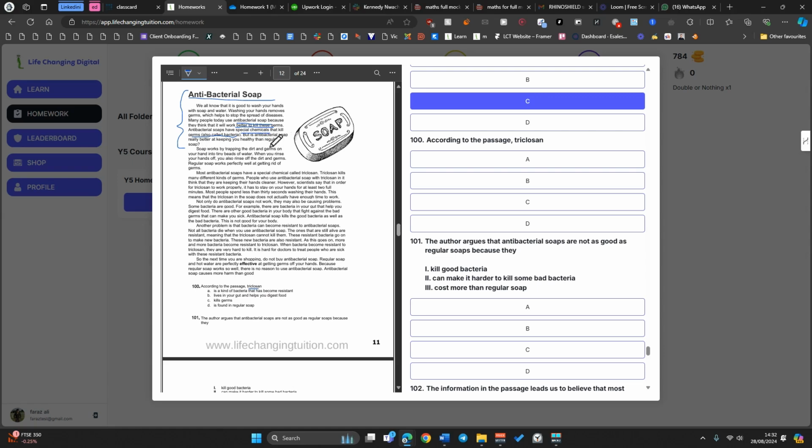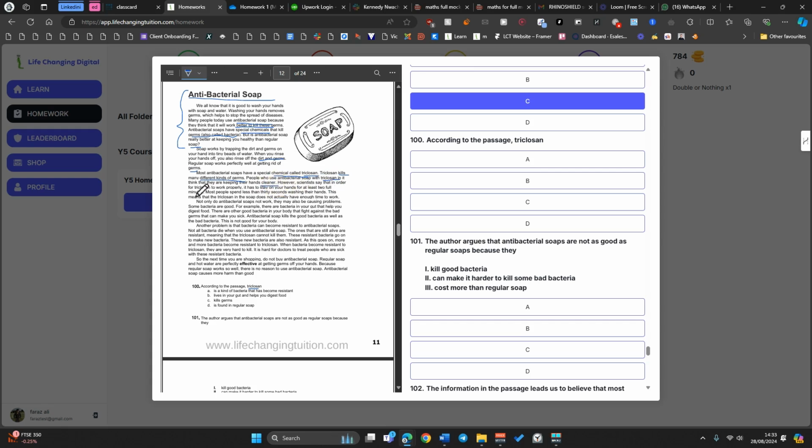Soap by trapping, so keeping healthy and regular soap. When you rinse your hands off, you also rinse off the dirt and germs. Regular soap works perfectly well at getting rid of germs. So most antibacterial soaps have a special chemical called triclosan. Okay, so triclosan is a special chemical that seems to be put into these antibacterial soaps. Many different kinds of germs, so basically it kills many different kinds of germs. People who use antibacterial soap with triclosan in it, they think they are keeping their hands cleaner.